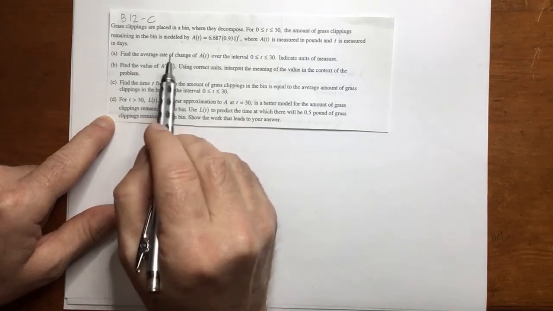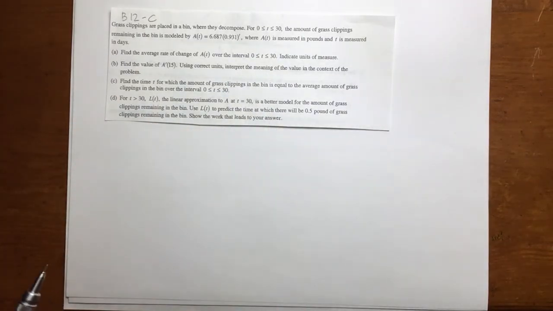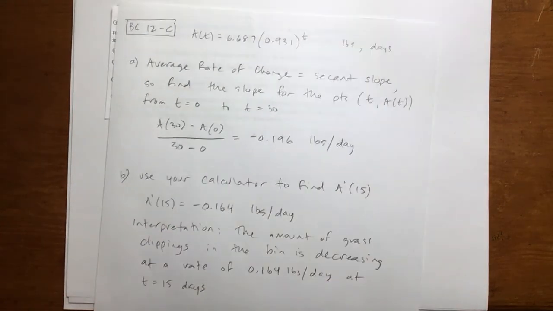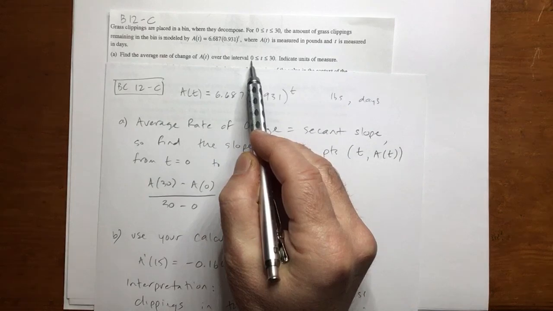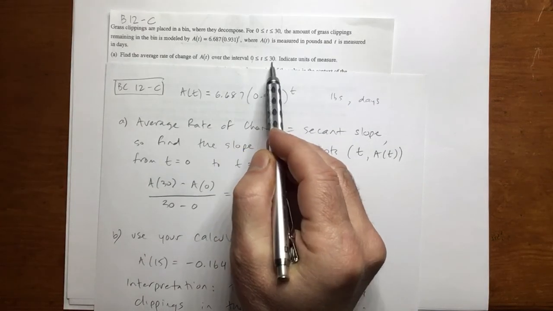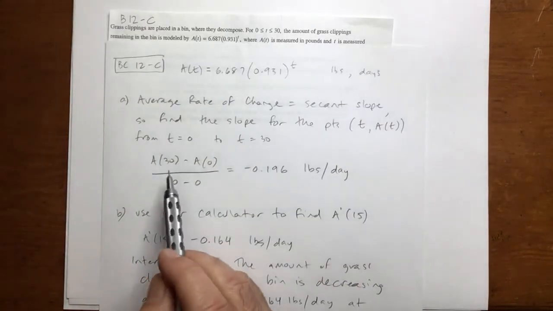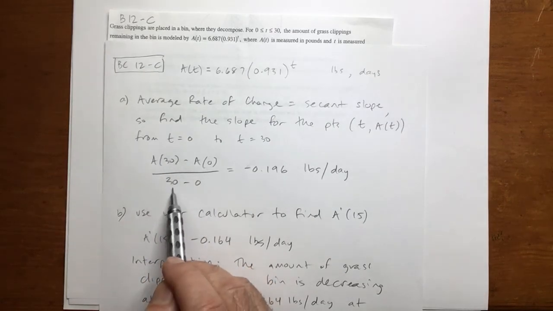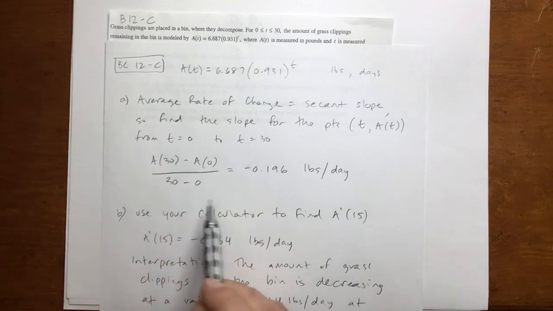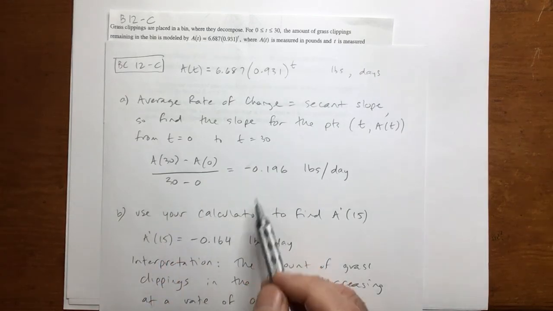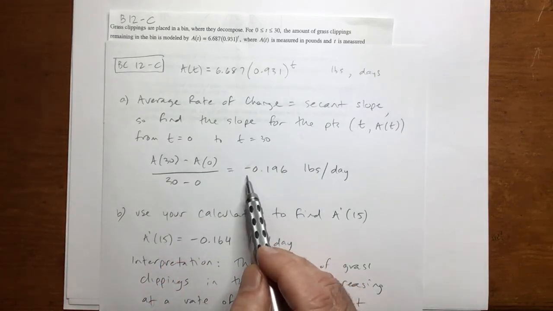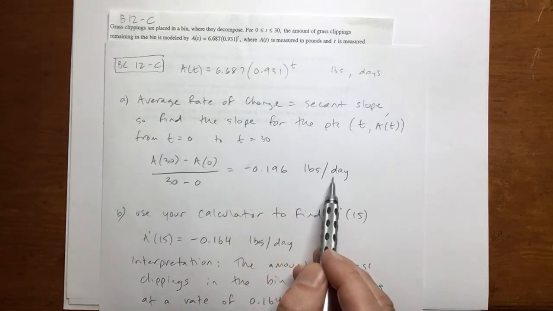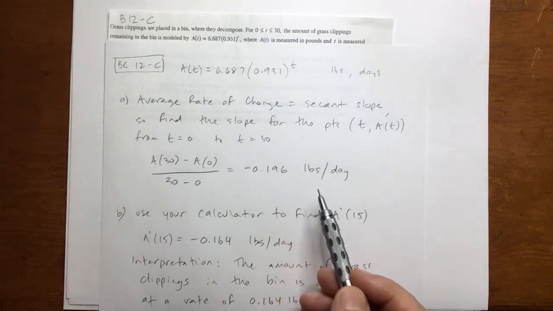Remember, that means secant slope over this interval. And so what they're asking you to do is just find 2 points. We're looking for a starting point at t equals 0, ending point at t equals 30. And so this is simply y2 minus y1 over t2 minus t1, or x2 minus x1. So the average rate of change is just a secant slope. And we're finding that the average rate of change is negative. And don't forget the units. This would be pounds per day.